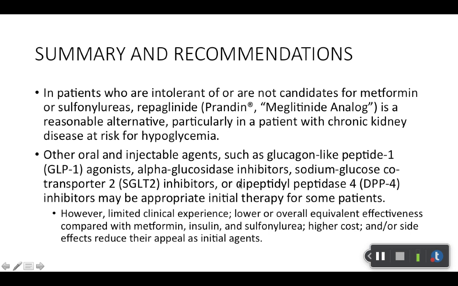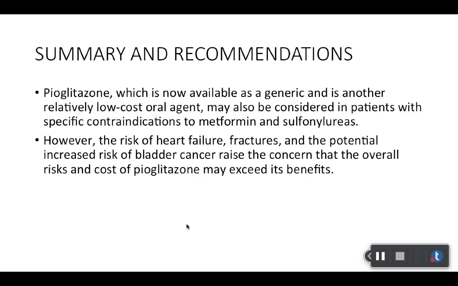And then we have some other oral and injectable agents. They may be appropriate, again, depending on the patient. However, these have limited clinical experience, and that's what I was saying too. These are newer drugs, so we don't know them as well as some of the older ones like the sulfonylureas and metformin, and then also there's the cost of some of these newer agents.